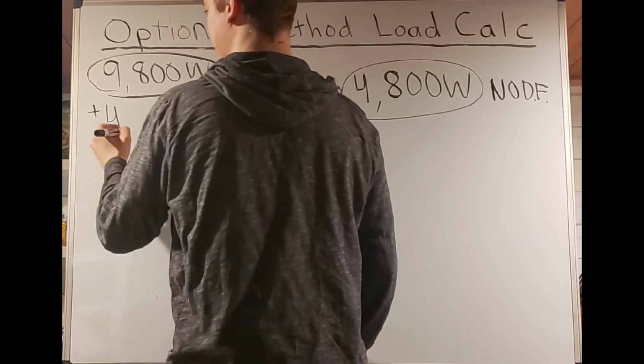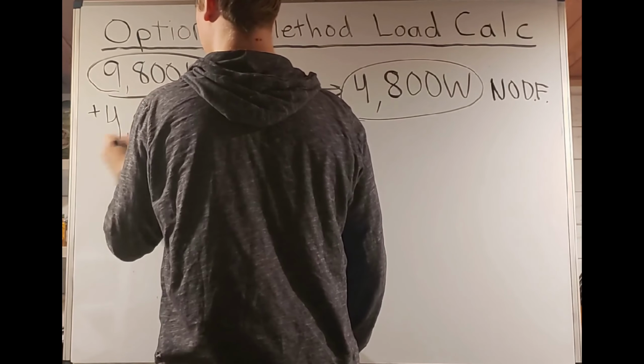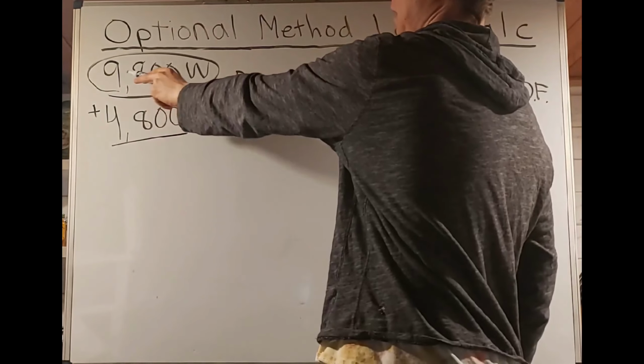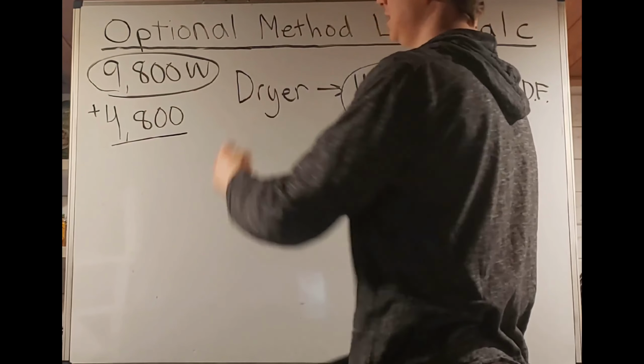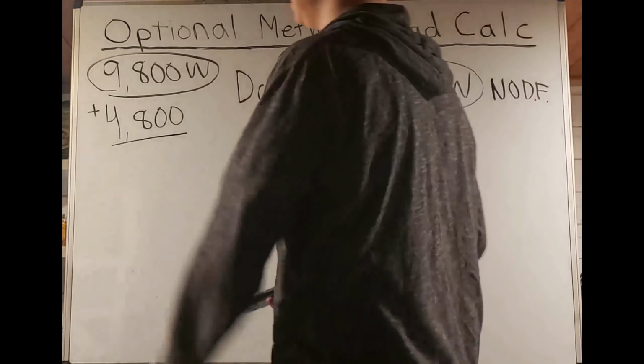Okay, so just keep reminding yourself that there's no demand factor. And so let's get that 9,800 and add this 4,800 to it. Because as we know, we got this from our appliances, and now we have our dryer volt amps or watts, and we're going to add this number to it as well.